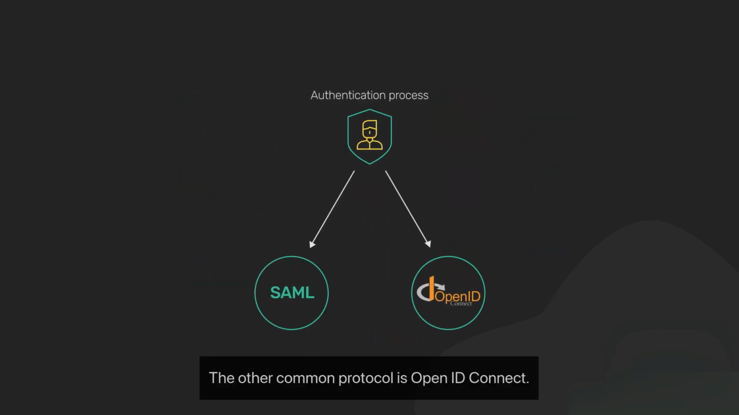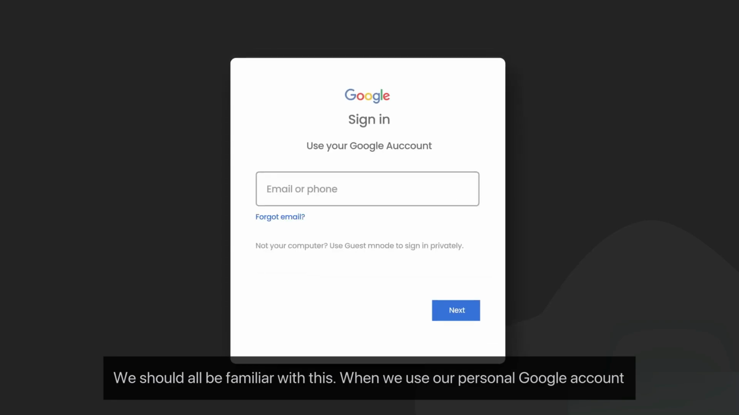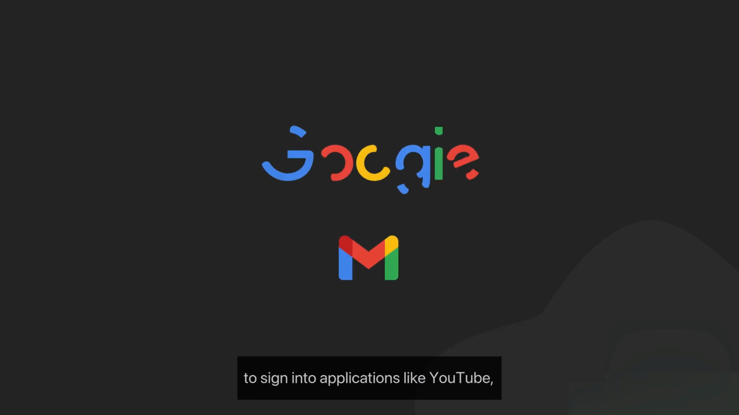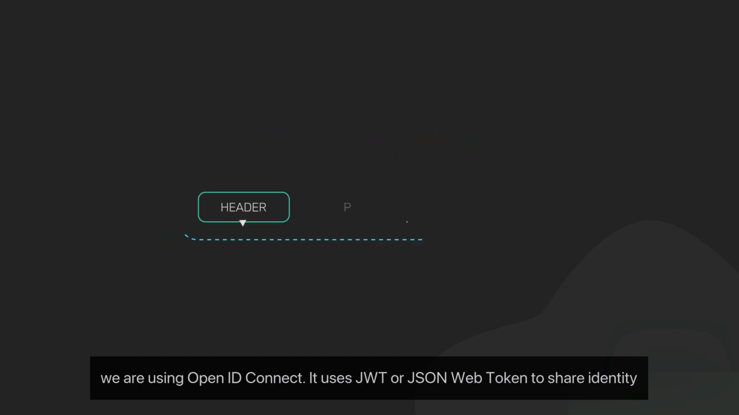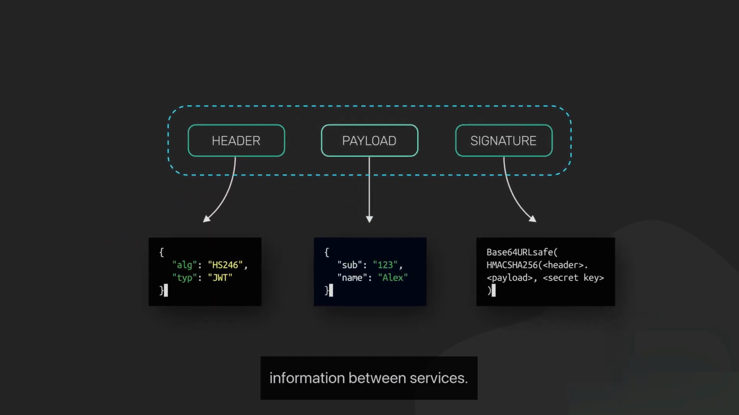The other common protocol is OpenID Connect. We should all be familiar with this. When we use our personal Google account to sign into applications like YouTube, we are using OpenID Connect. It uses JWT, or JSON Web Token, to share identity information between services.